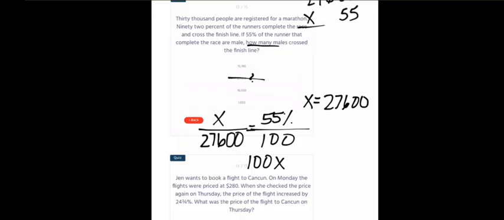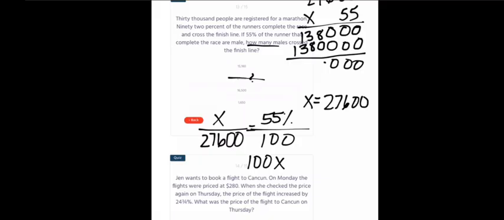27,600 times 55. 5 times 0, 0. 5 times 0, 0. 5 times 6, 30. Carry the 3. 5 times 7, 35, plus 3 is 38. Carry the 3. 5 times 2 is 10, plus 3 is 13. I'm going to do a placeholder, and I'm going to do it again. 5 times 0, 0. 5 times 0, 0. 5 times 6, 30. Carry the 3. 5 times 7, 35 plus 3, 38. Carry the 3. 5 times 2, 10, plus 3, 13.